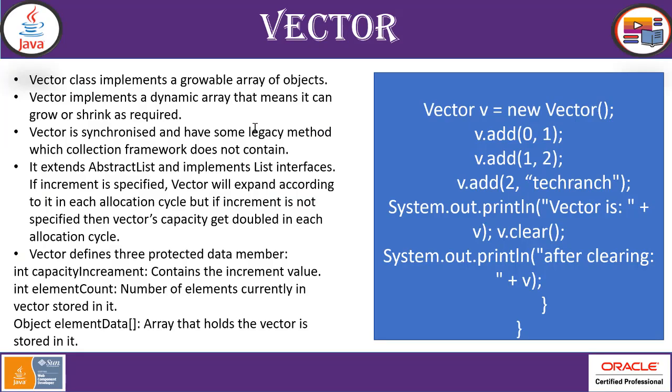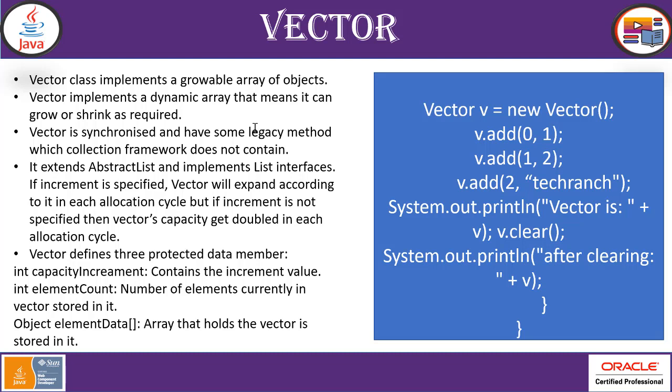Next is vector. Now the vector class implements a growable array of objects. Vector implements a dynamic array, that means it can grow or shrink as required. Vector is synchronized. Here you can directly access any data at the same time and have some legacy methods which the collection framework does not contain. It extends abstract list and implements list interfaces. If increment is specified, vector will expand accordingly in each allocation cycle. But if increment is not specified, then vector's capacity gets doubled in each allocation cycle.